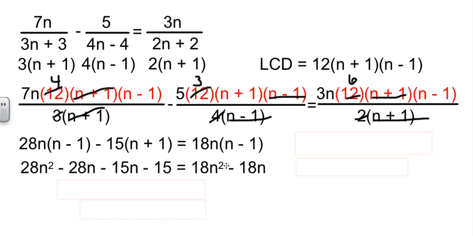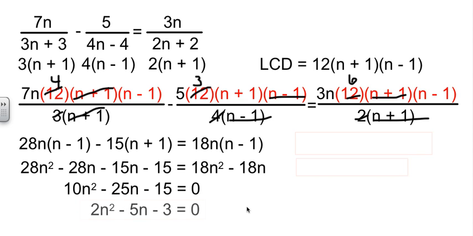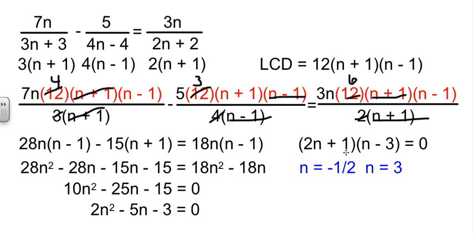Okay. I see squares, so I want to bring everything over to one side. I'm going to bring it all to the left. There's a common 5 in each term, so I'm going to divide everything out by 5. Now it's down to something I can factor, and then I can solve each one.